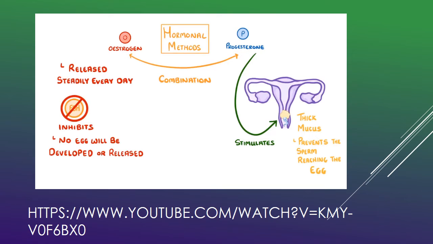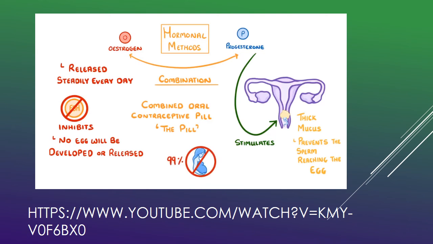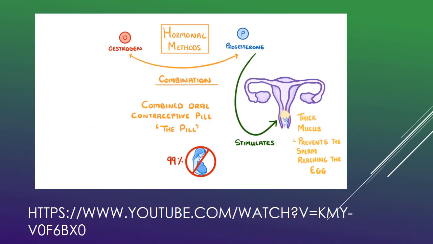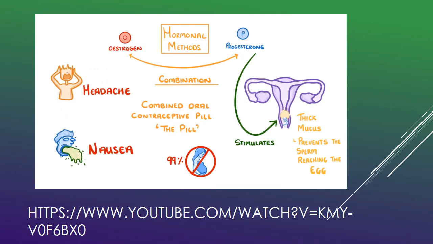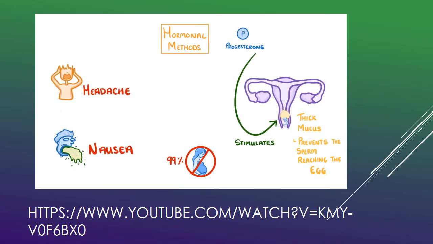One of the most common contraceptives is the combined oral contraceptive pill, which contains a combination of both estrogen and progesterone, and is often just called the pill. It's over 99% effective at preventing pregnancy, as long as the pills are taken properly. But it can sometimes have side effects, such as headaches or nausea. There's also a progesterone-only pill, which is just as effective, but tends to have fewer side effects.